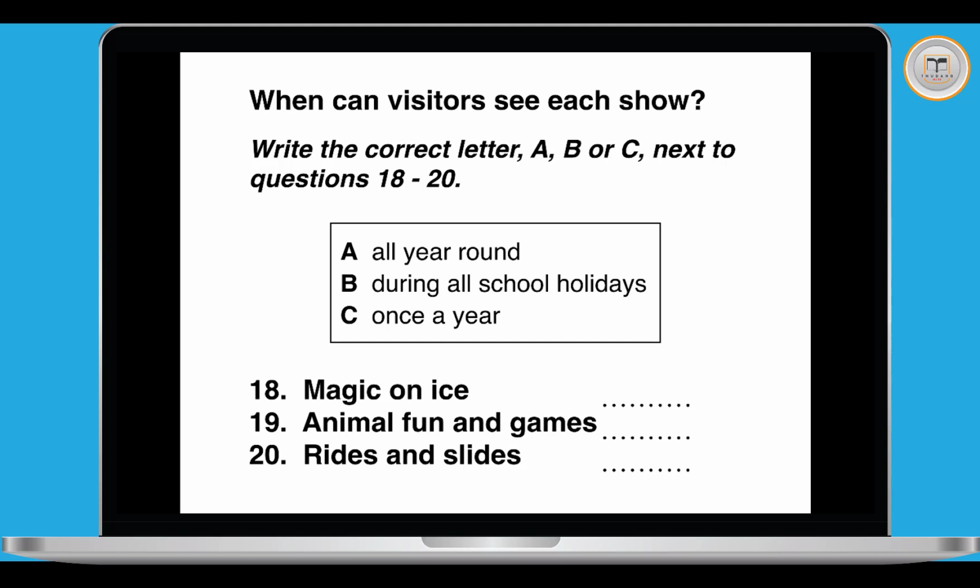That's the end of the recording. Hopefully you got the answers. Let's see what they are. Magic on Ice was C, once a year, because it said 2 weeks during the Christmas holiday only.